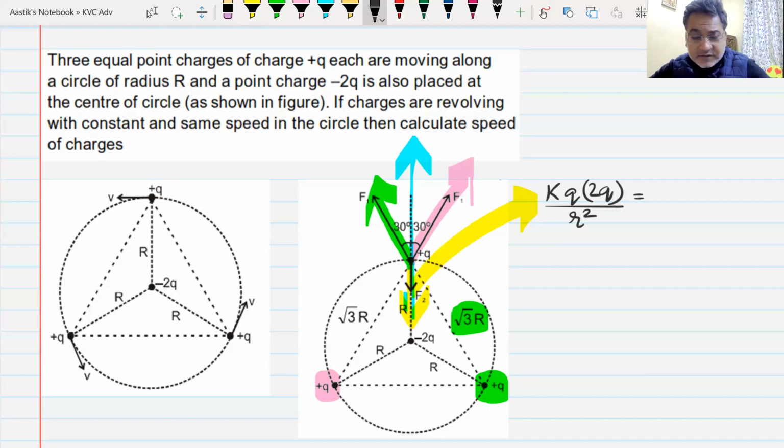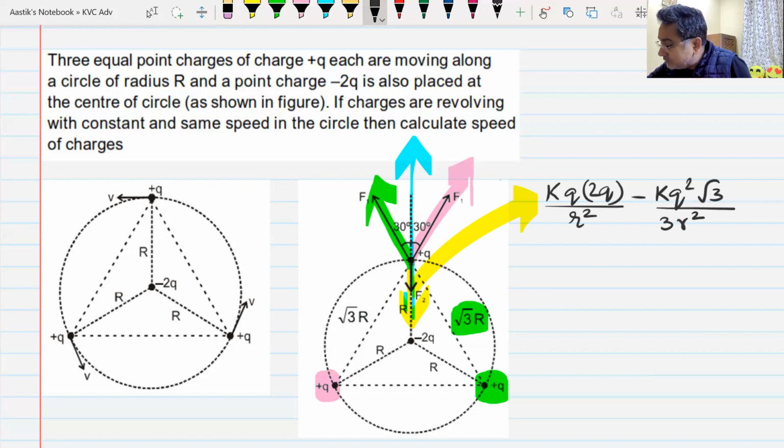Take deep breaths and then give me the answer. The distance is root 3. Remember that. Okay. So just put root 3 in your answer there and you will get, yes, how much? K into q square into root 3 divided by 3r square. Yes or no? Yes, sir.